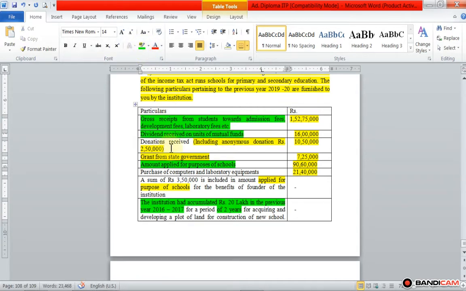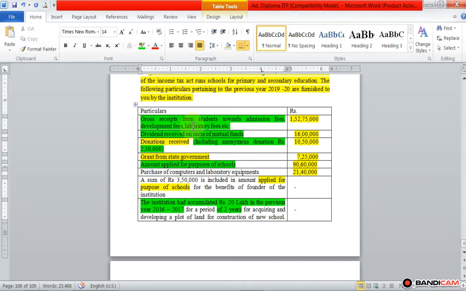Then donation. It is a voluntary donation, and voluntary donation is also income of the charitable organization. And anonymous donation we separately add in the income of the charitable organization, because we pay tax on anonymous donation. So we write anonymous donation separately, because anonymous donation means a donation for which the record of the donor is not maintained by the trust. So 2,50,000 we separately take into consideration.